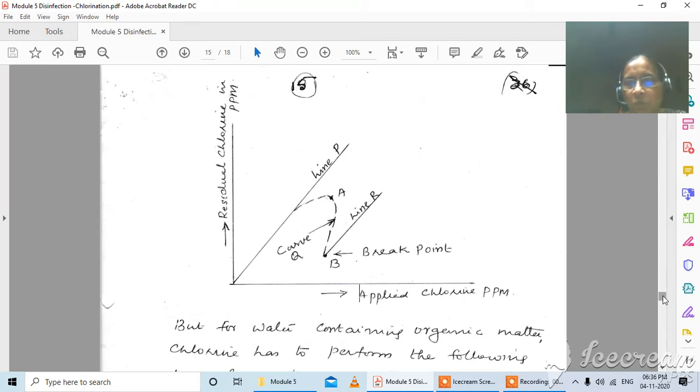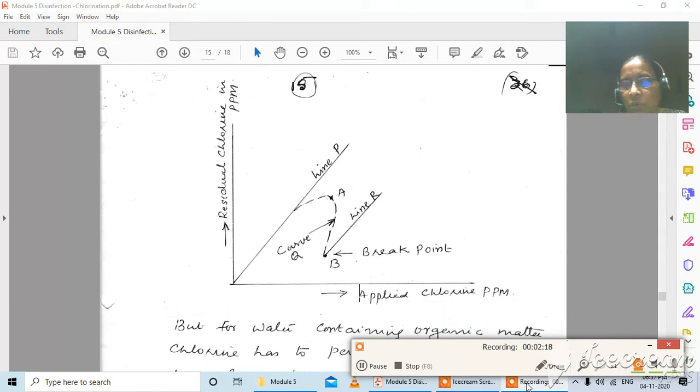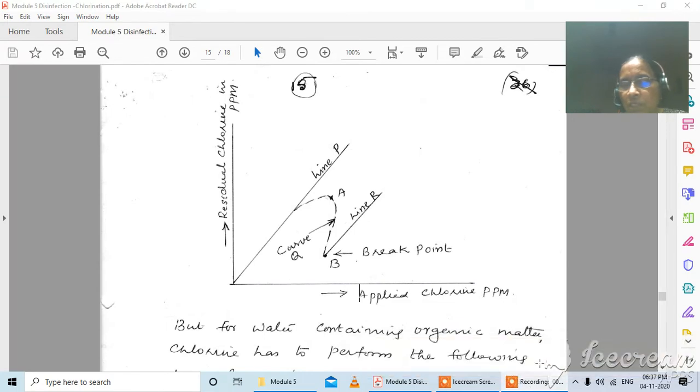That means chlorine dose minus chlorine demand is the residual chlorine. Here chlorine demand is 0, so the chlorine dose is equal to the residual chlorine. That is the free chlorine, and that is shown by line P. So we are applying chlorine at different doses, and it is coming out as the residual chlorine.